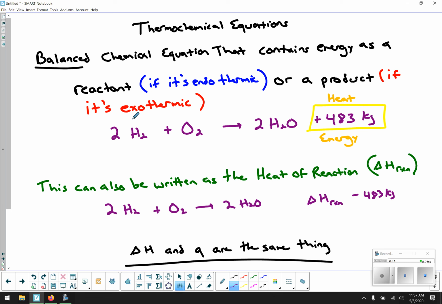If you have to put heat into the reaction, the heat would go on the reactant side. If you get heat out of the reaction, it goes on the product side. And so if you have to put heat in, that's endothermic, heat going in. So if the heat is on the reactant side, that means it's an endothermic reaction. If it's exothermic, like this one, this is a very exothermic reaction.